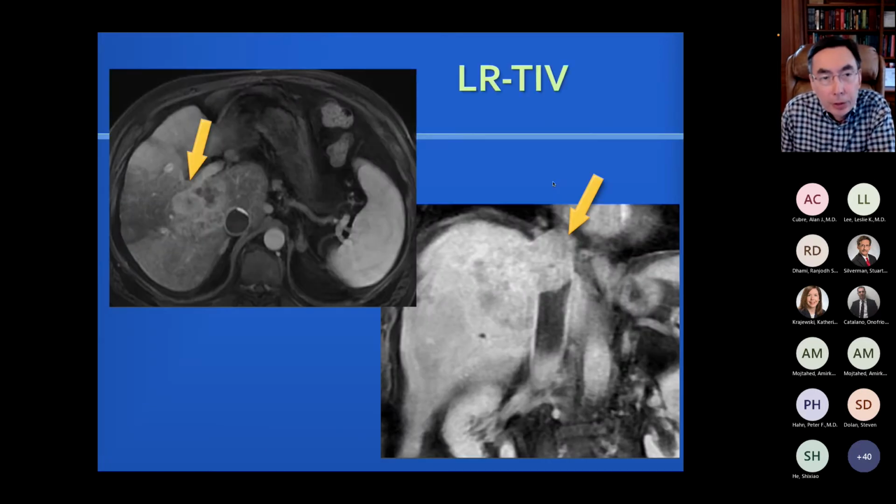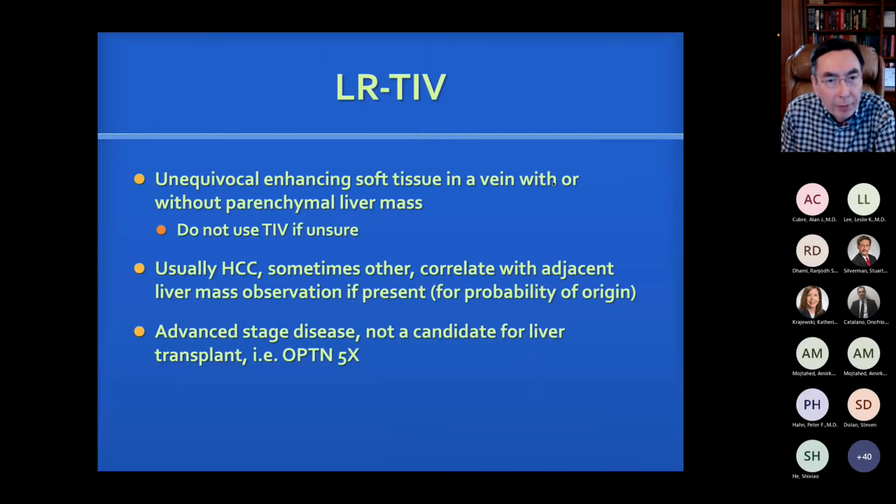And then here's an example of LR-TIV, or tumor in vein. For you to call this, it needs to be a definite finding where you're sure that there's enhancing tissue going into a vein. It's important because these patients then are not generally considered surgical candidates or transplant candidates. Their risk of recurrence is too high. And so if it's a definite finding, you can call it. It's usually seen with HCC, but surprisingly often in cholangiocarcinoma and even other malignancies.